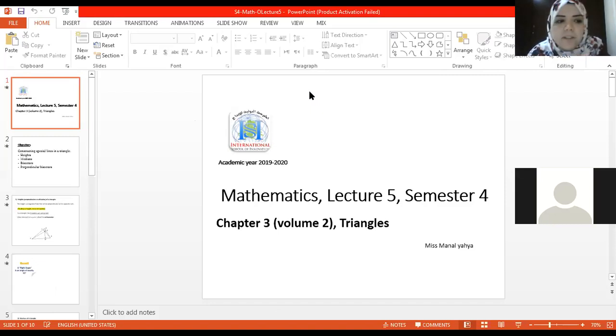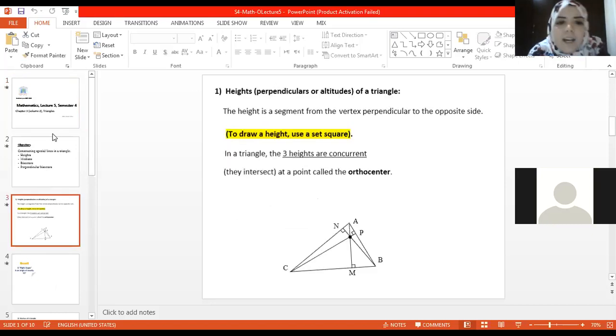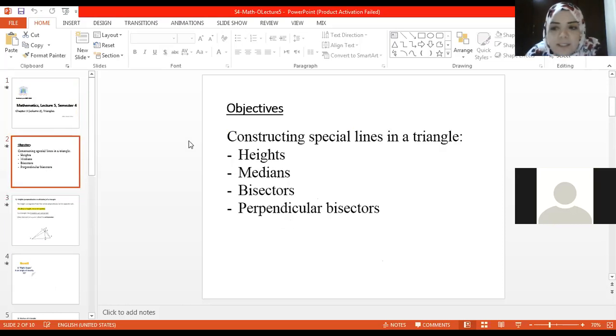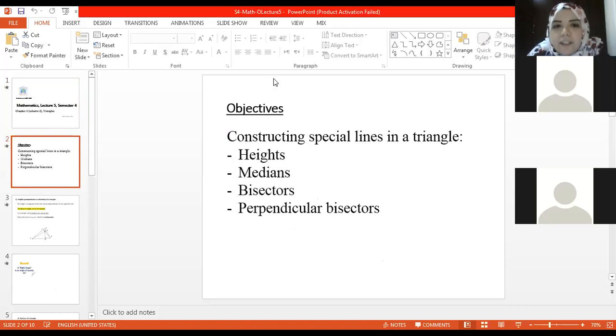Okay, so I'm going to start with the first one. In order to draw, I will ask you some questions, okay? For example, if I want to construct a height, what do I use? We use a set square. Very good. We use a set square to draw the height.